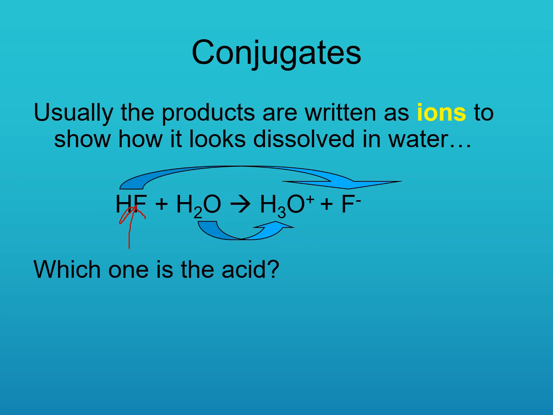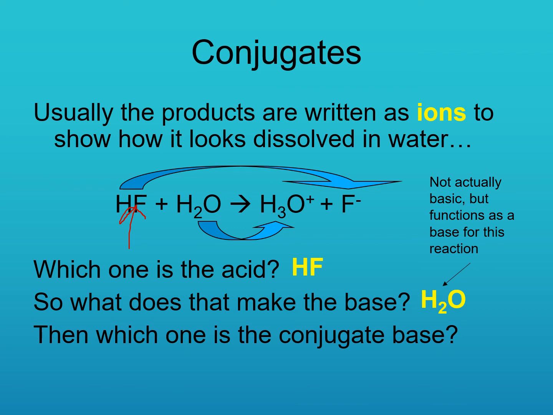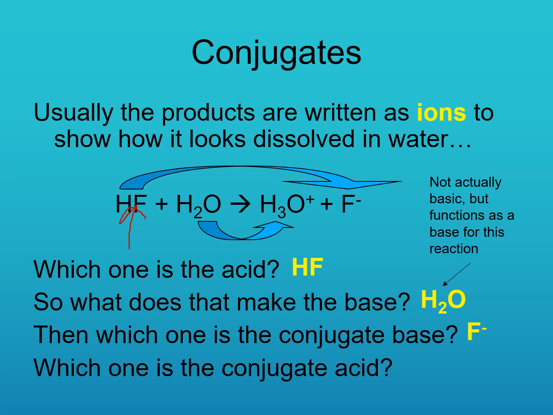So which one is the acid? HF is the acid, so what does that make the base? Water. So water is just kind of behaving like a base, I guess. Water can do a lot of things. It's not actually basic, but it functions as a base in this reaction. Then which one is the conjugate base? The conjugate base is the fluorine ion right here. And our conjugate acid is the H3O+ ion.